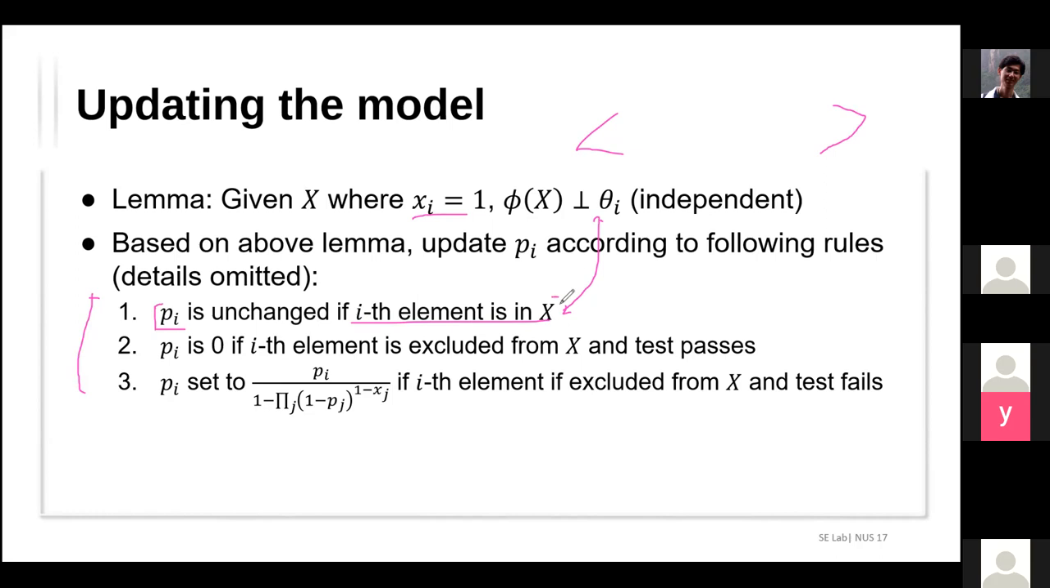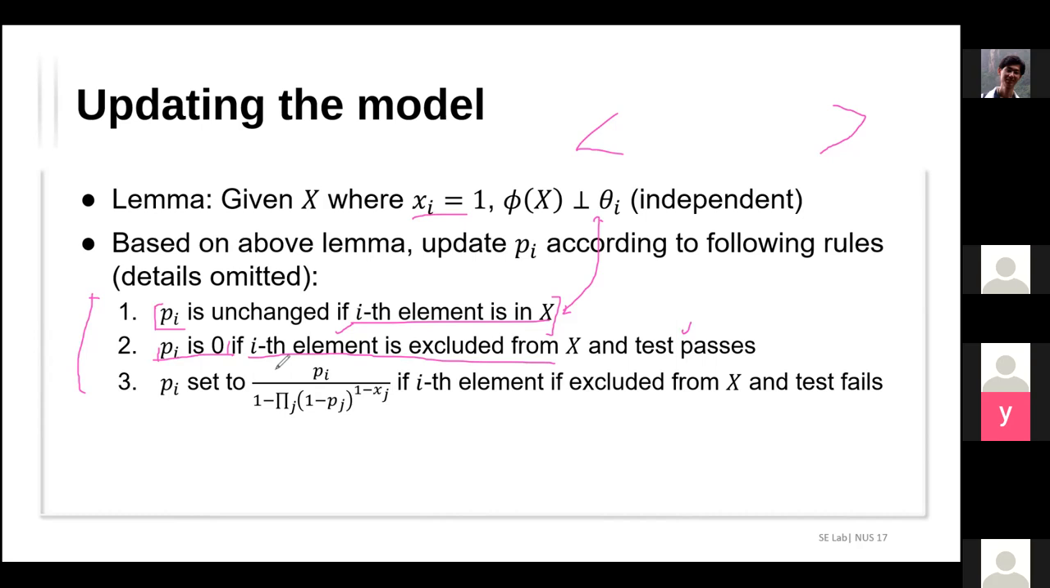If this is not clear, I can run through the previous example that we had. Then the second thing is that if I exclude an element from the subsequence and the test passes, what I can be sure of is that the excluded element is not relevant, and therefore the probability of it being included in the optimal subsequence is zero. This is pretty straightforward, because if the test passes, that means the element itself is not needed.